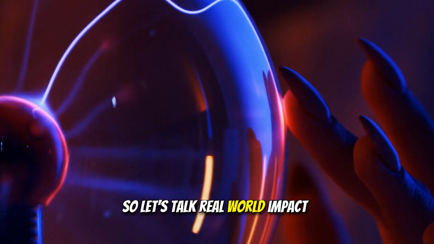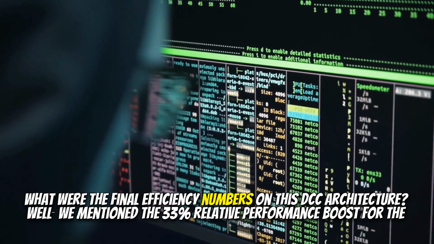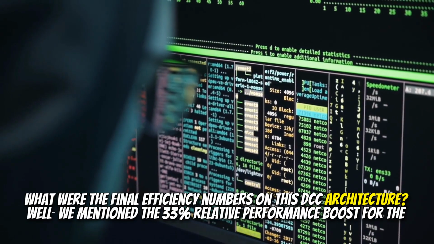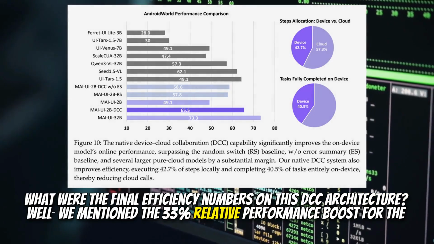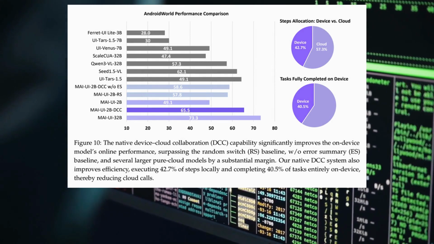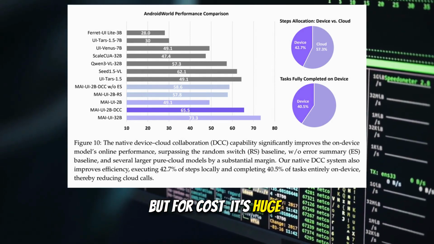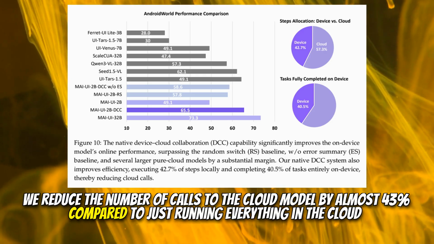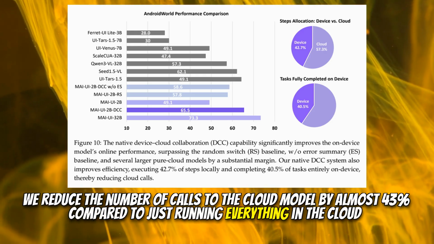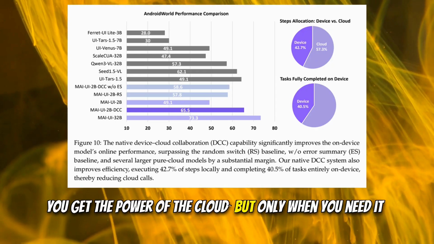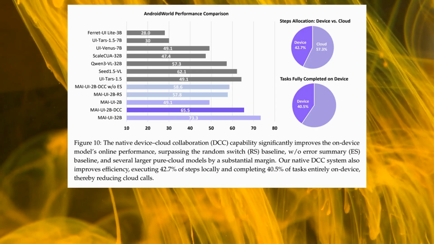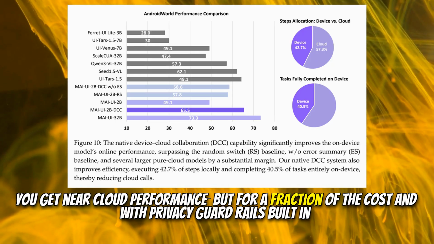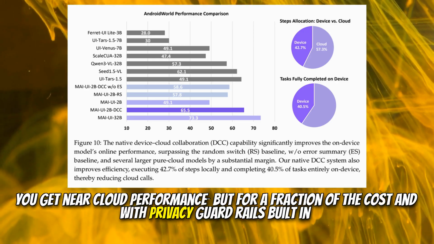So let's talk real-world impact. What were the final efficiency numbers on this DCC architecture? Well, we mentioned the 33% relative performance boost for the local model, but for cost, it's huge. It reduces the number of calls to the cloud model by almost 43% compared to just running everything in the cloud. You get the power of the cloud, but only when you need it. Exactly. You get near cloud performance, but for a fraction of the cost and with privacy guardrails built in.